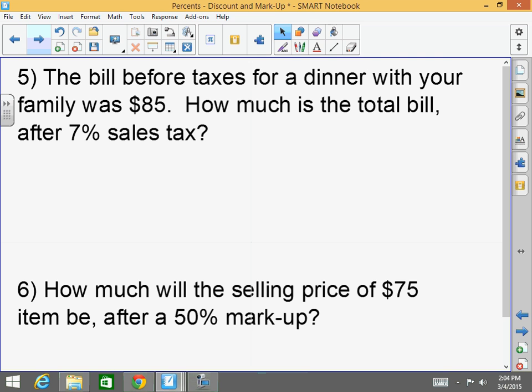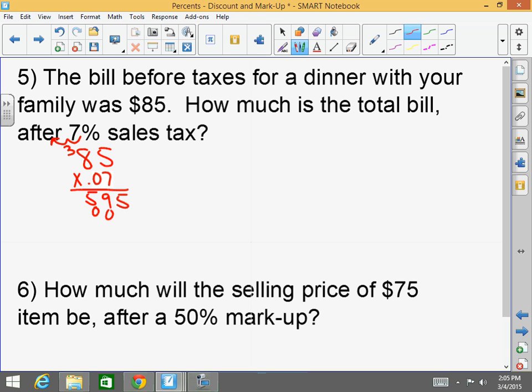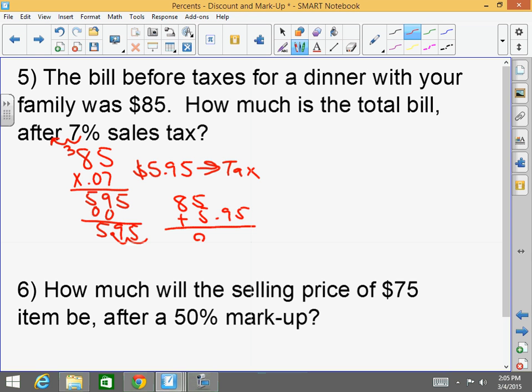Last but not least, let's do these last two. The bill before taxes for a dinner with your family was $85. How much is the total bill after 7% sales tax? So, you have $85 times 0.07. 2 places to the left, my brother. So 7 times 5 is 35. Carry the 3. That's 59. Very good, my man. 0, 0. So you've got 2 places, 1, 2 to the left. So $5.95. That is your tax, guys. You add that to your bill. So it's going to be your bill of $85 plus $5.95. So you pay a total of $90.95 after taxes.